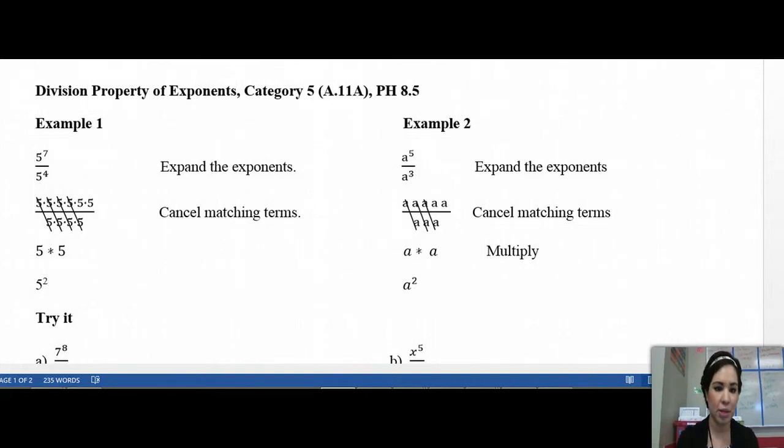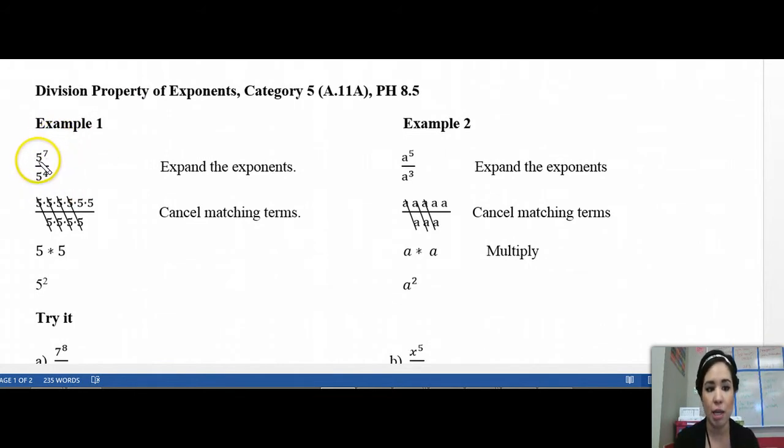Hi guys, today we're going to be looking at the division property of exponents. Before, we were looking at what you do with the numbers in the exponents when you multiply exponents. Now we're going to see what happens when you have something dividing, like in a fraction, something on top, something on the bottom. What are you going to do with those exponents?